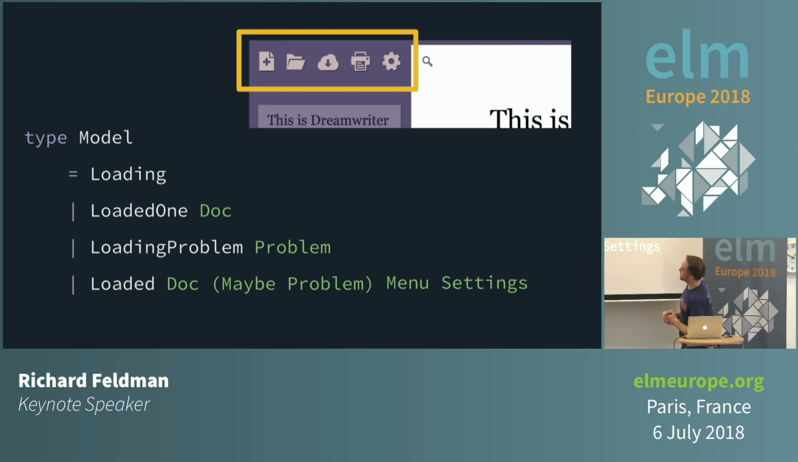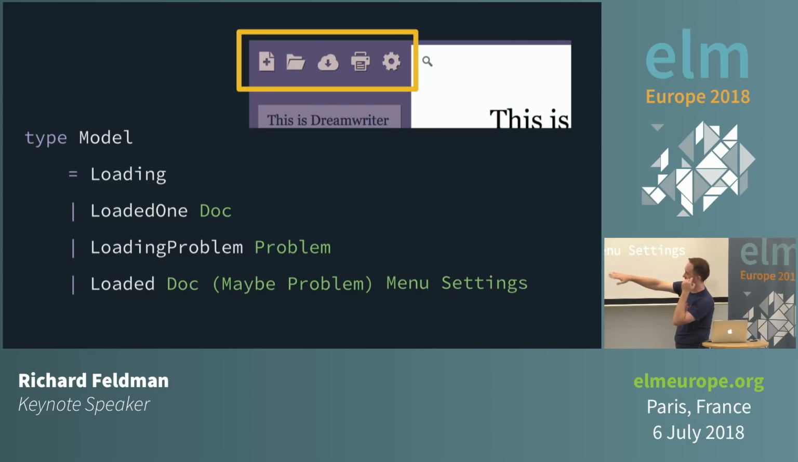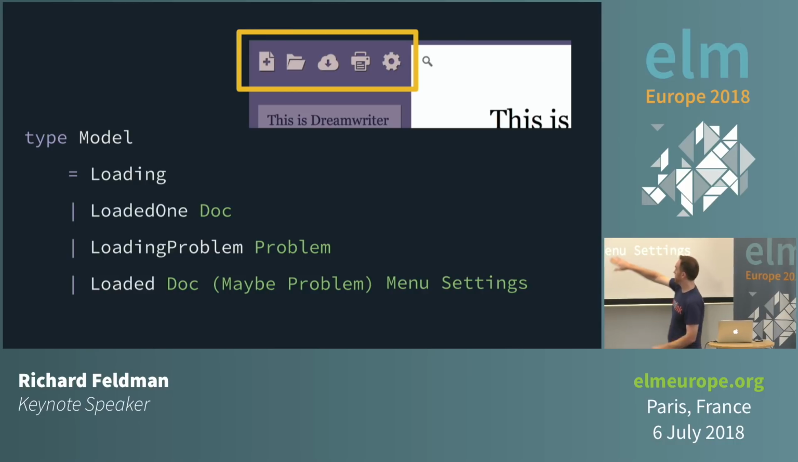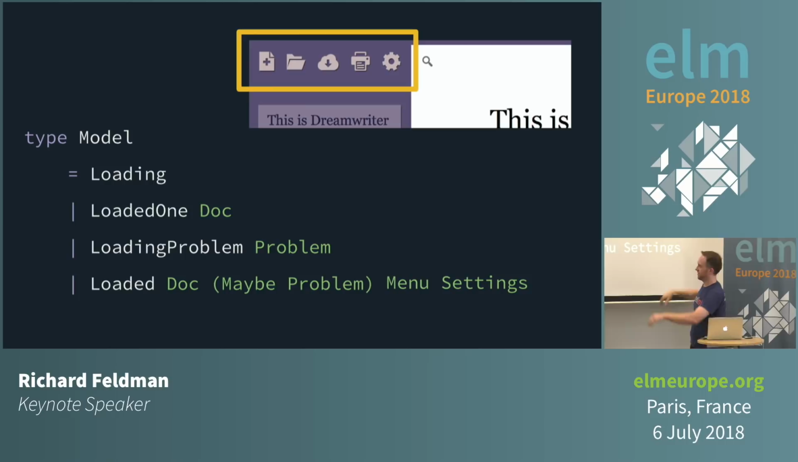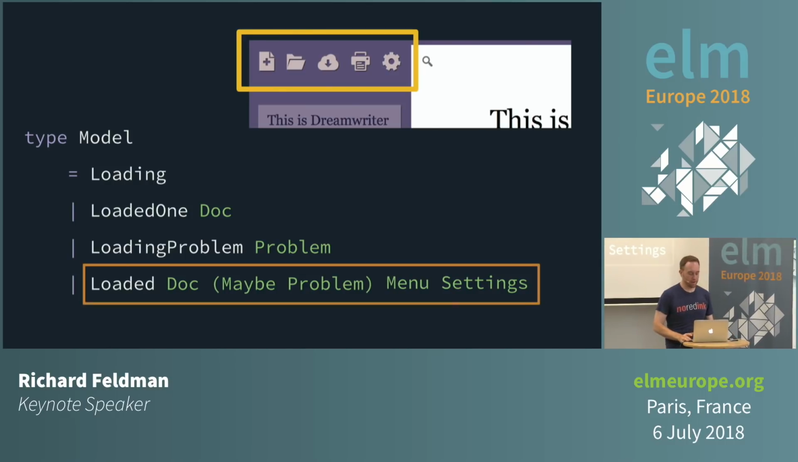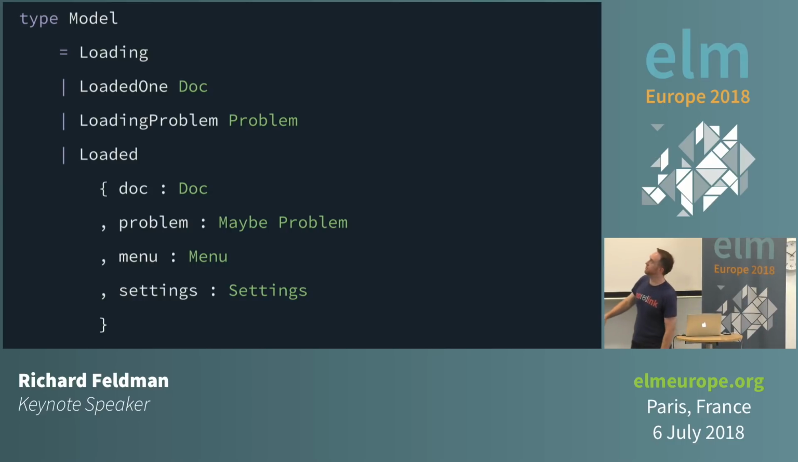OK, so this is totally fine, except this is kind of awkward. This now has quite a bit of state going on here. We got doc, maybe problem, menu, and settings. I would rather have these have names than just be jammed together like that. So I'm going to put them into a record. That's easy enough. I can just put a record right there in the union type.